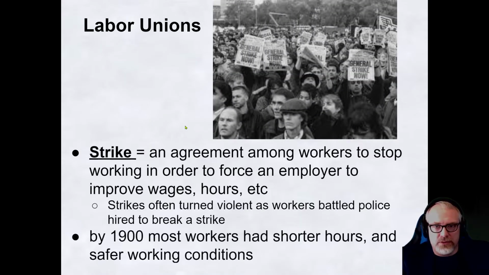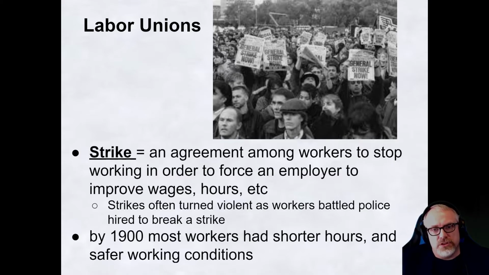One of the things that labor unions would use is a strike. This is an agreement among workers to stop working in order to force an employer to improve wages, hours, etc. And strikes often turned violent as workers would go and fight with the police, who were hired by the factory owners to break up the strikes.